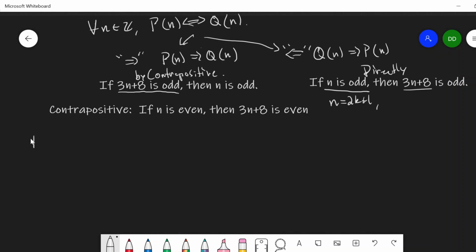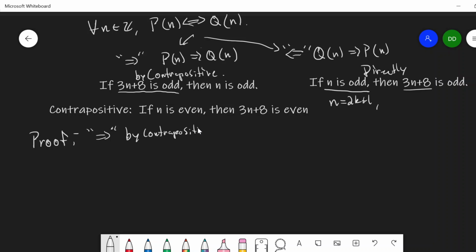So proof, let's do it. Now we have our strategy down, let's actually do it. Let's say, forward direction by contrapositive.